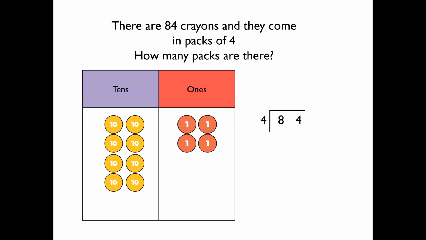Unlike when we multiply, when we divide we start with the greatest place value column. Here it's the tens. We need to ask ourselves, because we're dividing by 4, how many groups of 4 can I make? I can make 2 groups. Therefore, on the written method, I just write 2 above the 8 tens. I now do the same with the ones. How many groups of 4 can I make? Well, that's easy. 1 group. Therefore, I write 1 above the 4 ones. The number of packs of crayons would be 21.